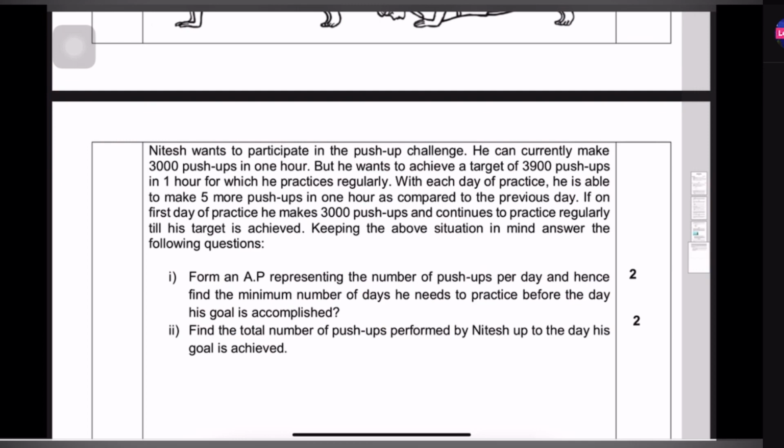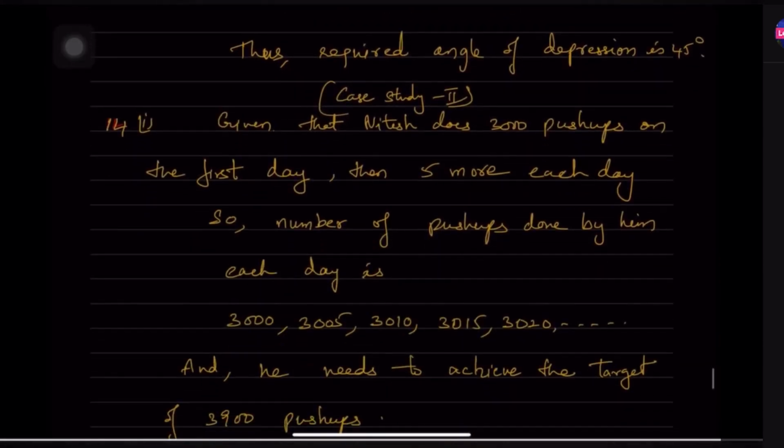So form an AP representing the number of push-ups per day and hence find the minimum number of days he needs to practice before the day his goal is accomplished. And the second one, find the total number of push-ups performed by Nitesh up to the day his goal is achieved. Push-ups here done, we'll just see.